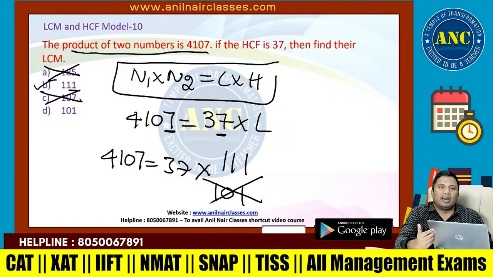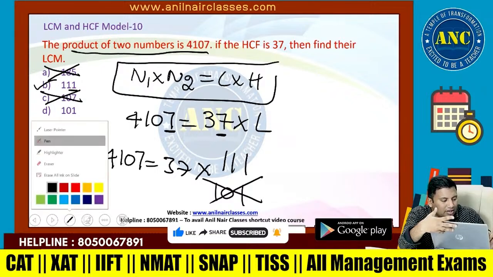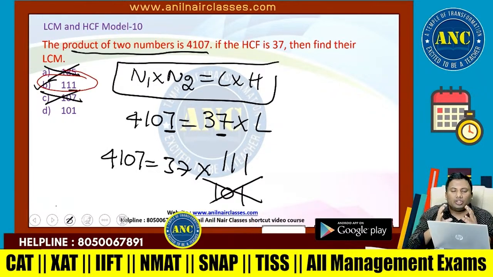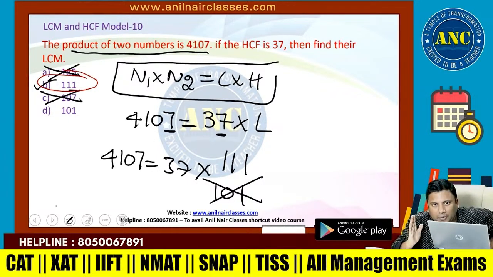37 into, either it is 111 or it is 101. 101 is incorrect. Why? Because 101 is close to 100, what is 37 into 100? 37 into 100 is 3700. I require 4107. Answer for this question is 111.